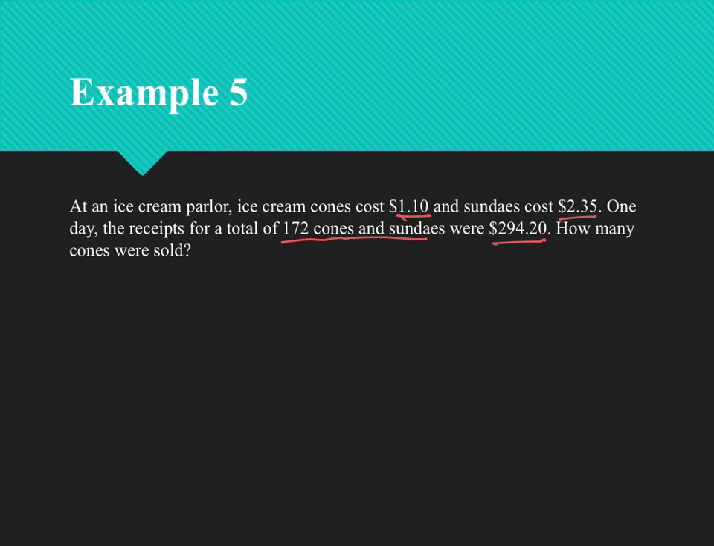So the thing that you have to figure out right away is what your x and y are. In this case, I see that I have a total number of cones and sundaes, and I have a dollar amount. So I'm going to say that x is going to equal the number of cones. And I know this because I'm given the prices for cones and I'm given the prices for sundaes. So these are really the two things that we're comparing. So x equals the number of cones, y is going to equal the number of sundaes.